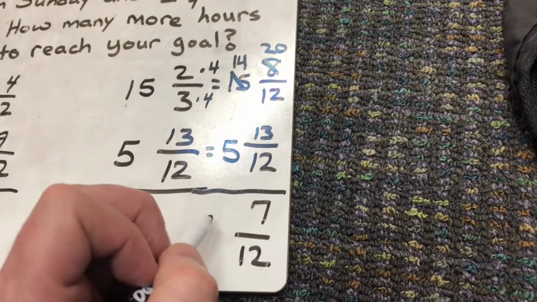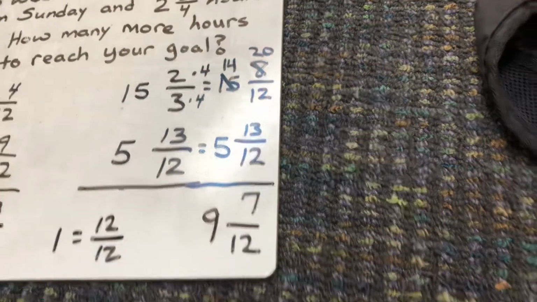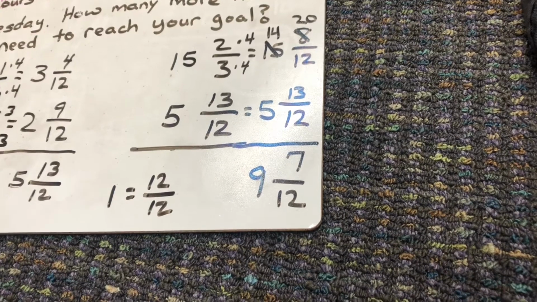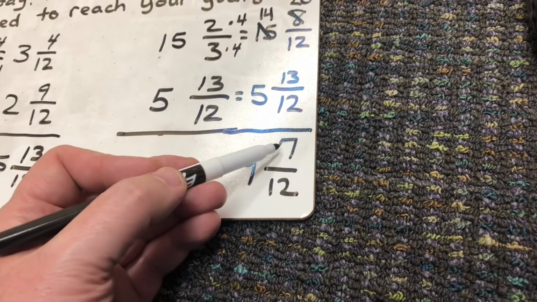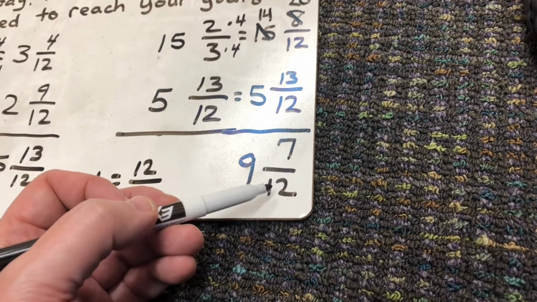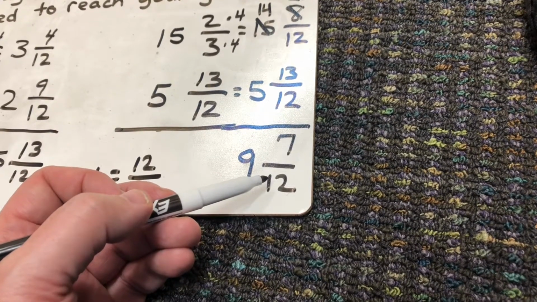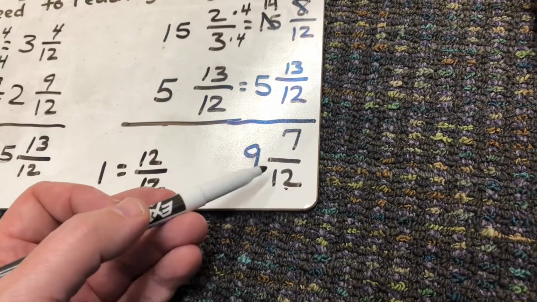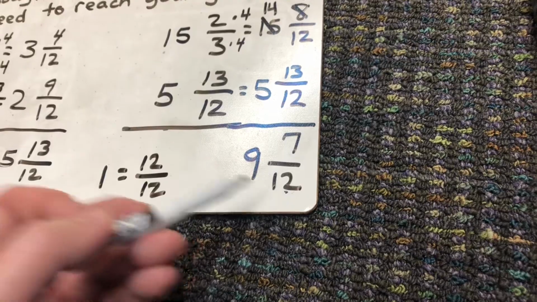14 minus 5 is 9. Now I ask myself if 9 7/12 is in simplest form, and I believe that it is, because no number besides 1 will go into both 7 and 12. Other numbers like 2, 3, 4, 6 can all go into 12. But the only number that can go into both 12 and 7 is 1.